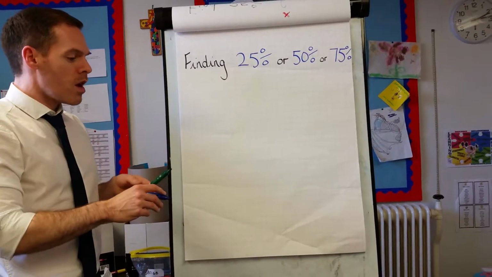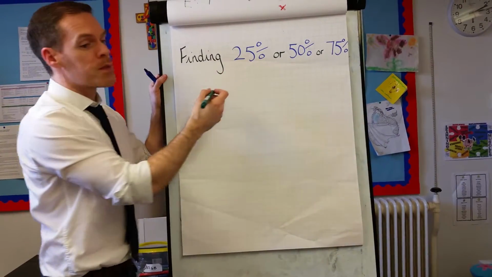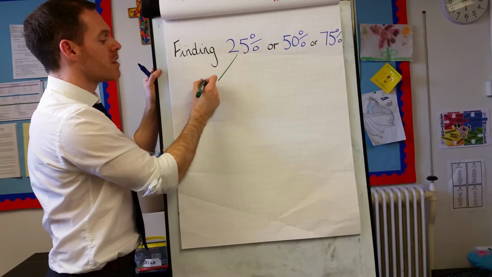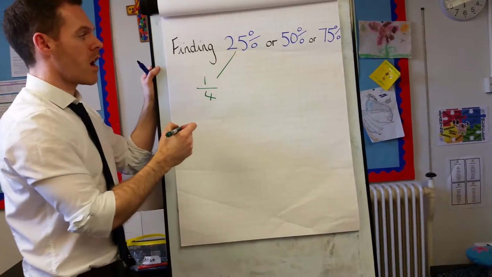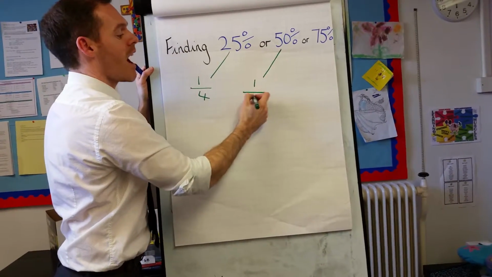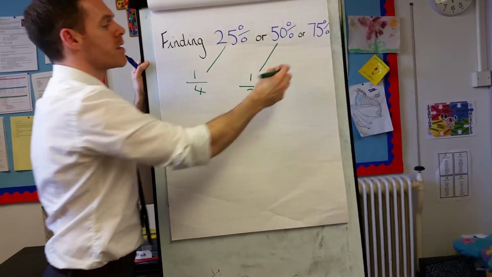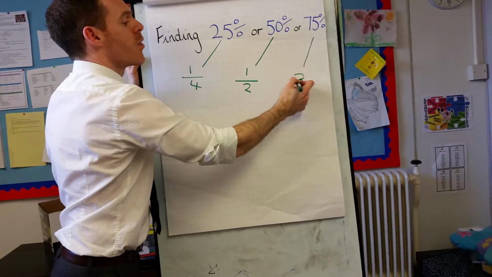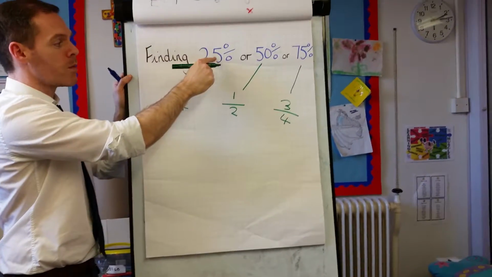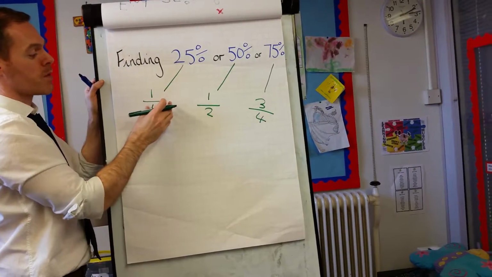Okay, so if we look at 25%, 4 groups of 25 make 100. So 25% written as a fraction is the same as 1/4. Okay, 50% written as a fraction is the same as half, because 50 is half of 100. And 75% written as a fraction is 3/4. Okay, because you've got 25% is 1/4. So 3 groups of 25 is 75. So it's three groups of your 1/4.